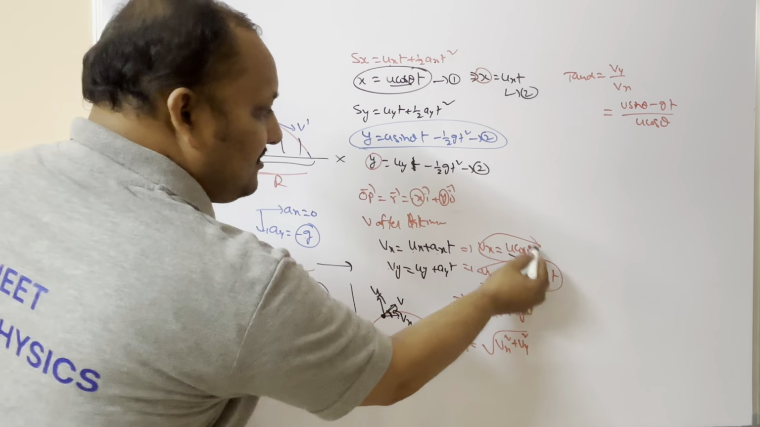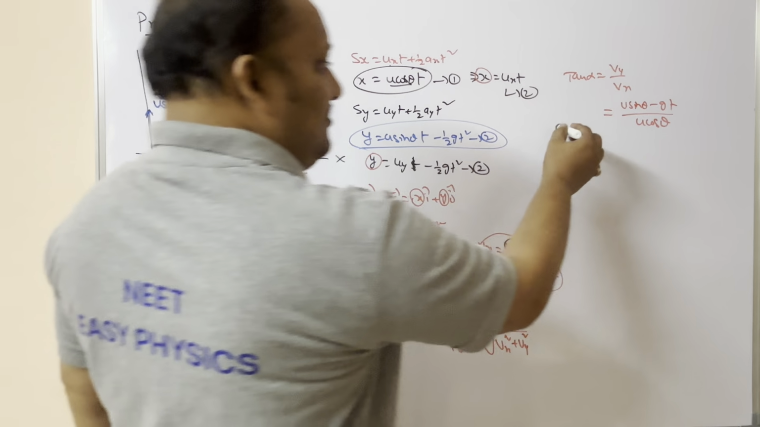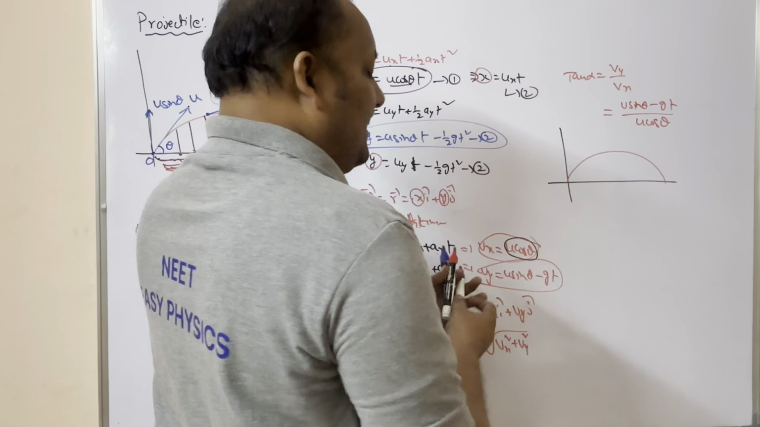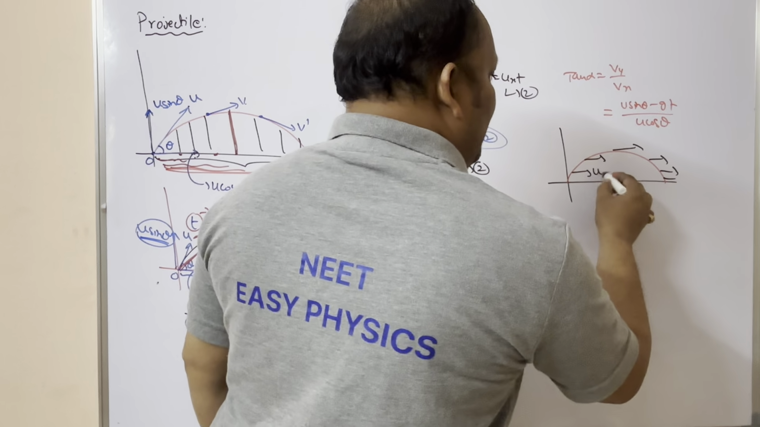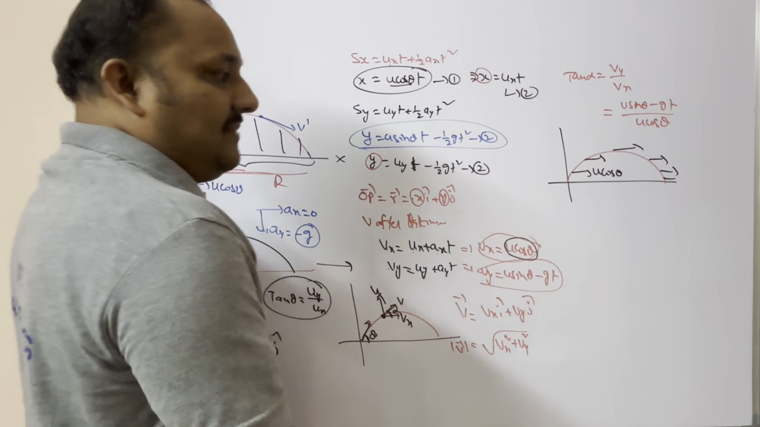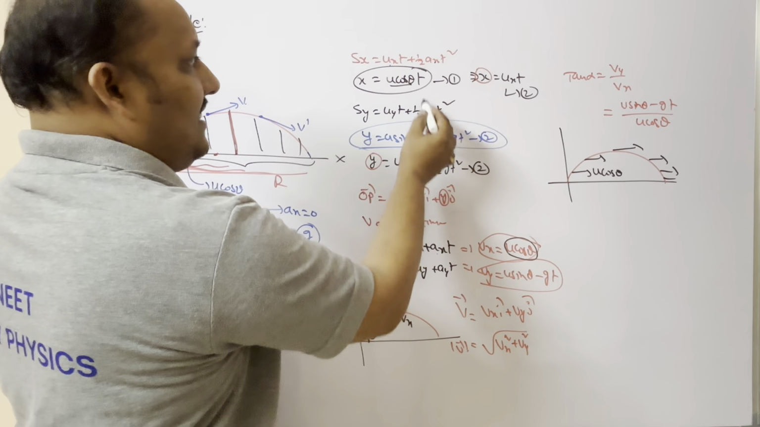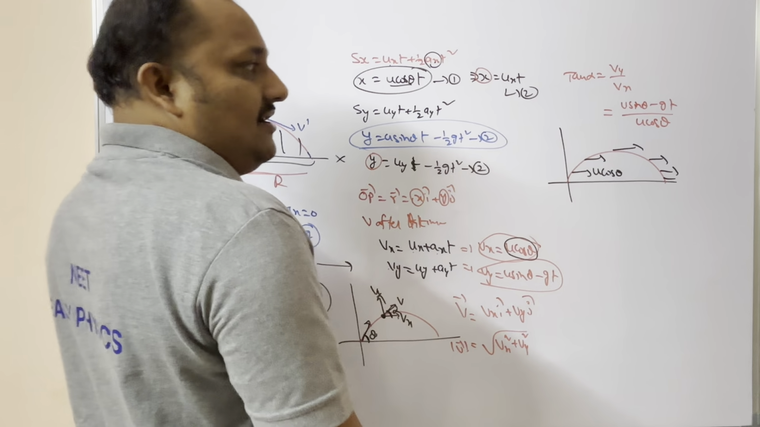After t time also it is going to be u cos theta. Therefore, there is no change in horizontal velocity. During the projectile case, at any point, horizontal velocity remains the same. That is going to be u cos theta because ax is 0. In the horizontal direction, we have taken horizontal acceleration as 0. Therefore, horizontal velocity is constant.